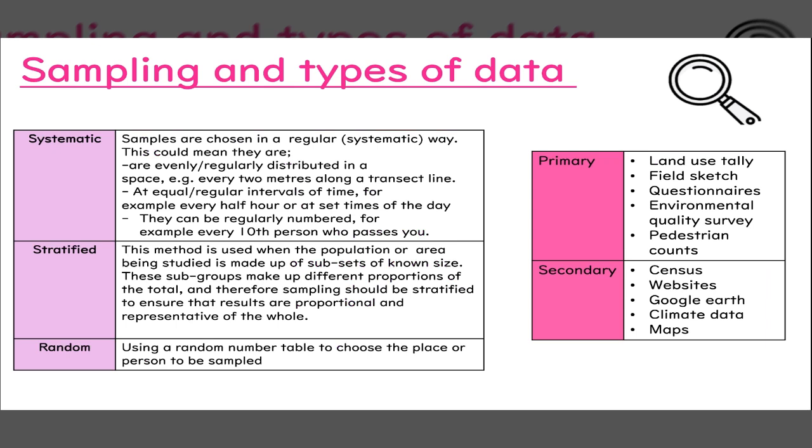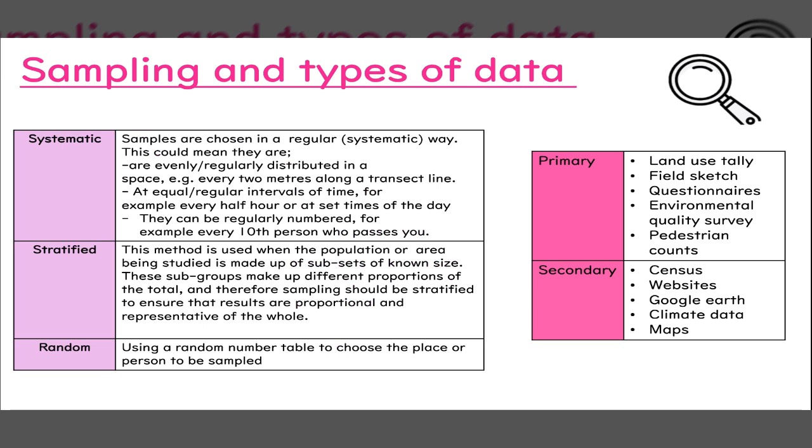So it could be every 2 meters along a line, or in the case of when you might go to the beach on the Holderness Coast, you might do every other groyne, or when you are questioning someone, it might be every 10th person that passes you. Stratified is where it's a population or an area that's being studied and it's like subsets.